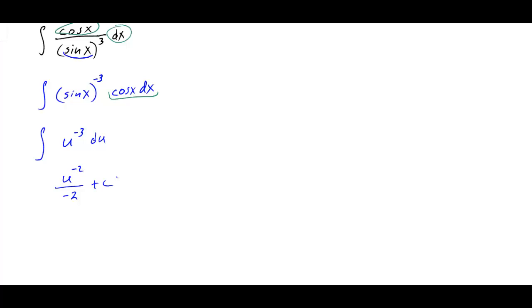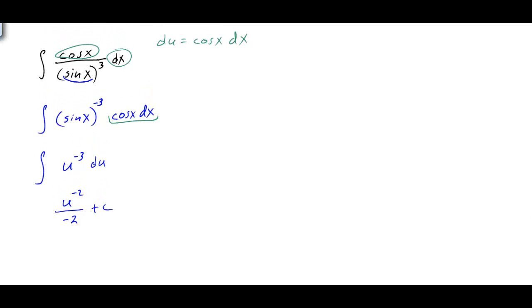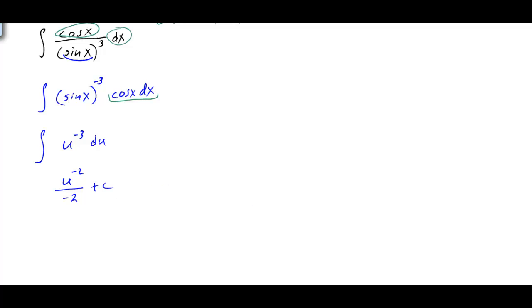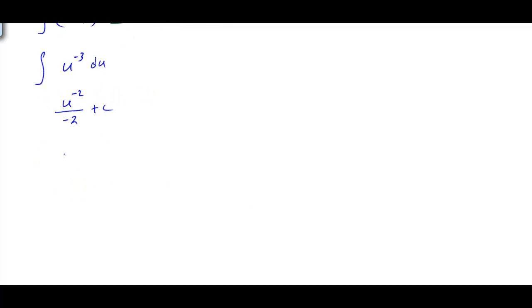And once again, our last step would be to substitute back in. Our u is sine of x. So in this case, we would end up with sine of x raised to the negative second power divided by negative 2 plus c. Now, if you notice, I left the exponent as a negative here. So you may see the answer this way.